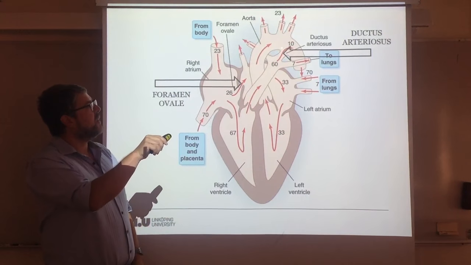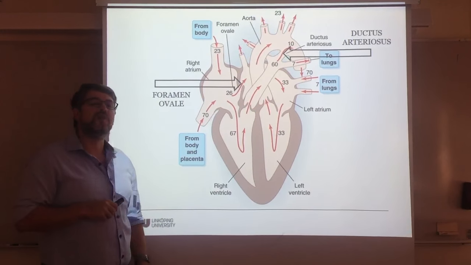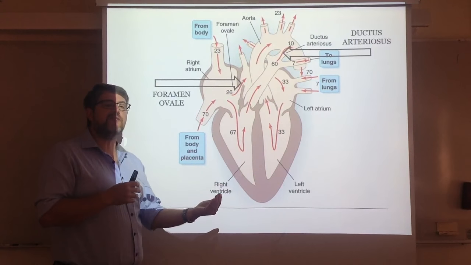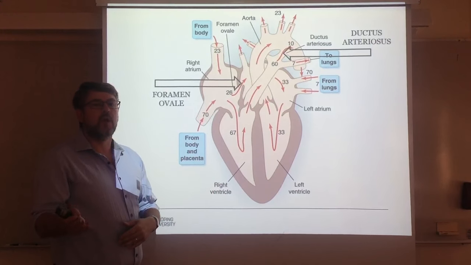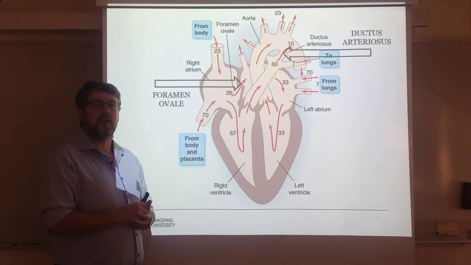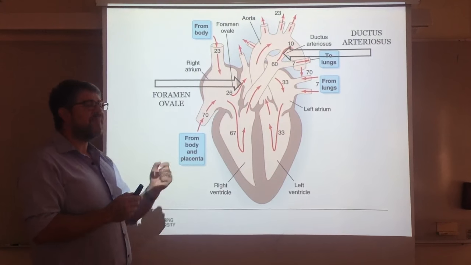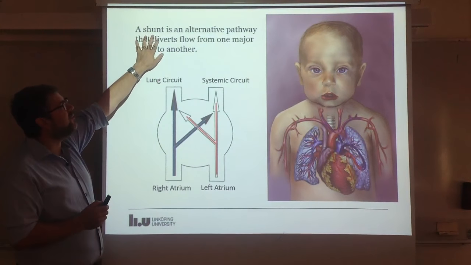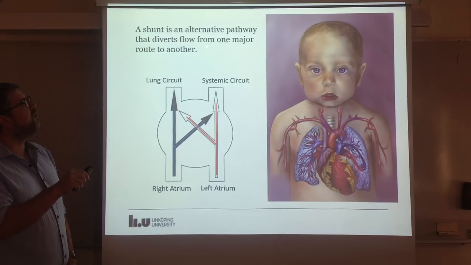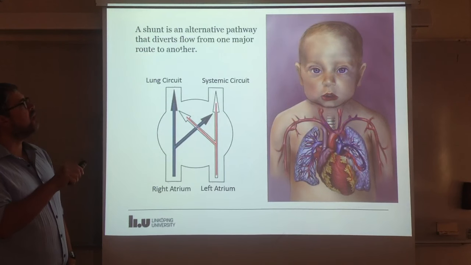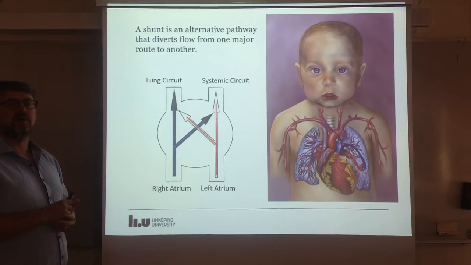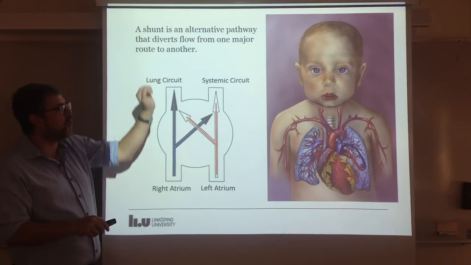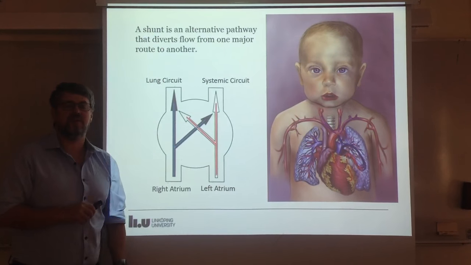Improper closure of these two structures will mean simply that oxygenated blood or deoxygenated blood will be mixed up with the other circuit. And that's where the concept of a shunt appears. A shunt is an alternative pathway that diverts blood flow from one major route, the systemic or the pulmonary, to the other.